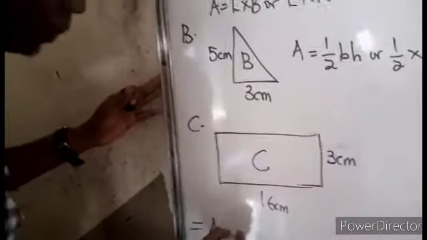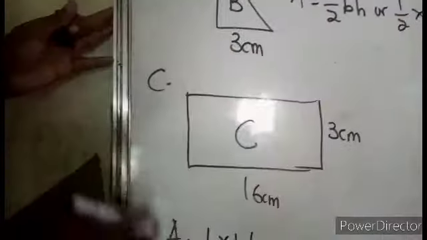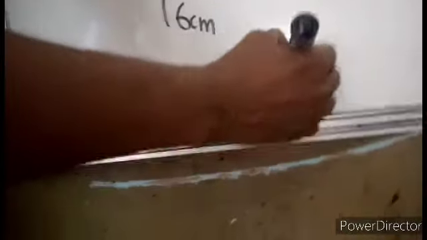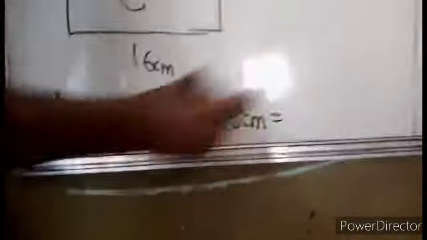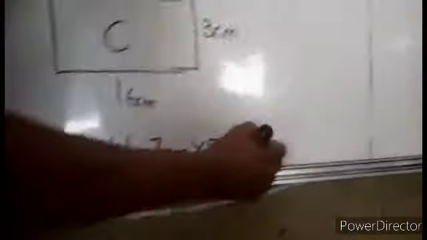To calculate it now, we have shape A. Shape A equals length times width. So our length here is 7 centimeter times our width, the same thing as breadth, 5 centimeter. 7 times 5 will give us what? 35. And area is always square, right? So 35 centimeter square. Now let's go to shape B.